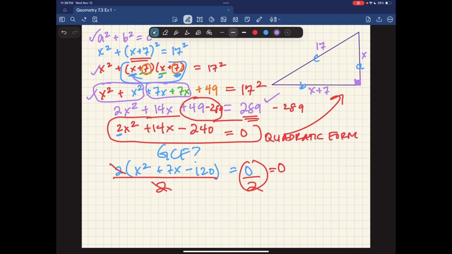So this leaves me with x squared plus 7x minus 120 equals 0. Okay. We're about halfway through, ladies. So if you need to pause to rub your temples, close your eyes, stretch, go ahead and do that.